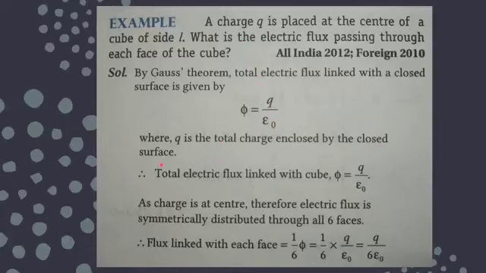The charge enclosed by the closed surface is Q, and epsilon naught is used when they are not mentioning any medium; by default you will take the charges kept in air or vacuum. If they keep it in some medium, they will always mention it in the question. So when they are not mentioning, it is Q upon epsilon naught. So total flux is this, and your cube has 6 faces. So the flux linked with each face is 1 upon 6 times the total flux phi. So it will be equal to Q upon 6 epsilon naught.